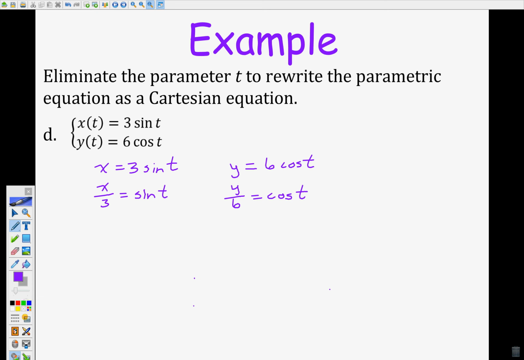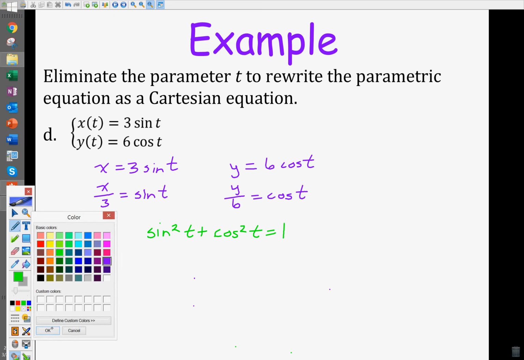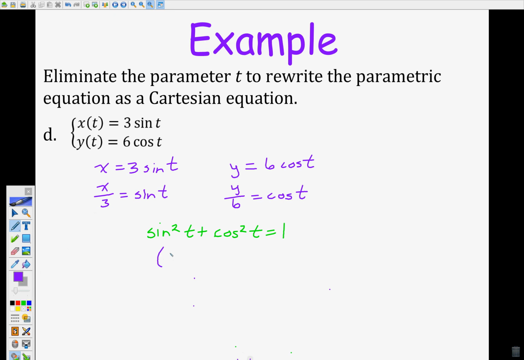Now, here's the fun part. I am going to remember my Pythagorean identity, right? You guys remember that sine squared plus cosine squared is equal to 1. You guys all remember that identity? So I am going to use that and then plug in for sine of t and cosine of t. So for sine of t, I can plug in x divided by 3, and remember that's squared. And for cosine, I can plug in y divided by 6 squared, and that still equals 1.